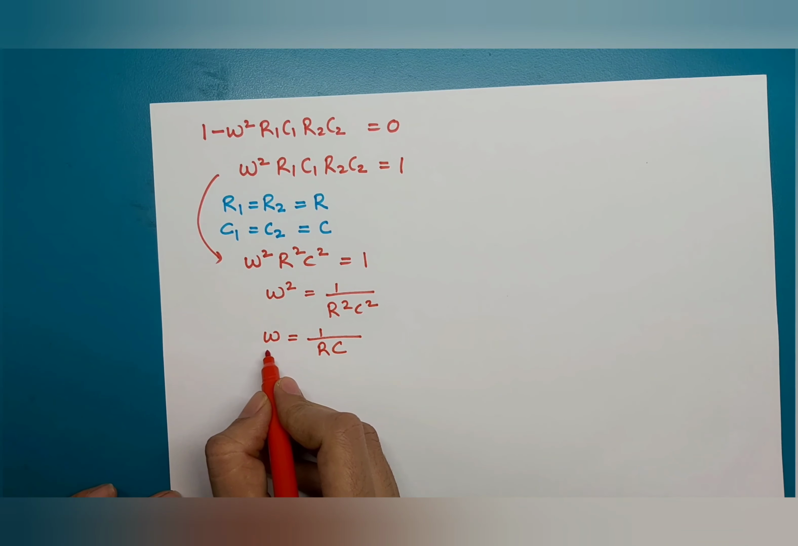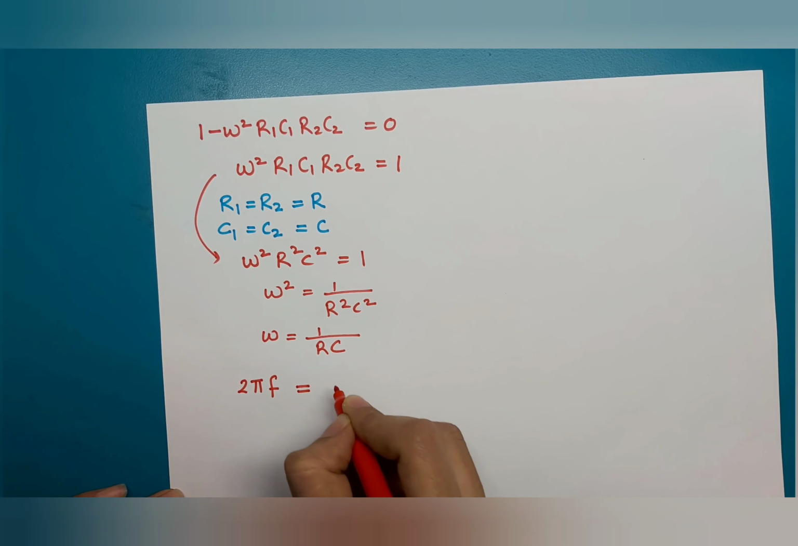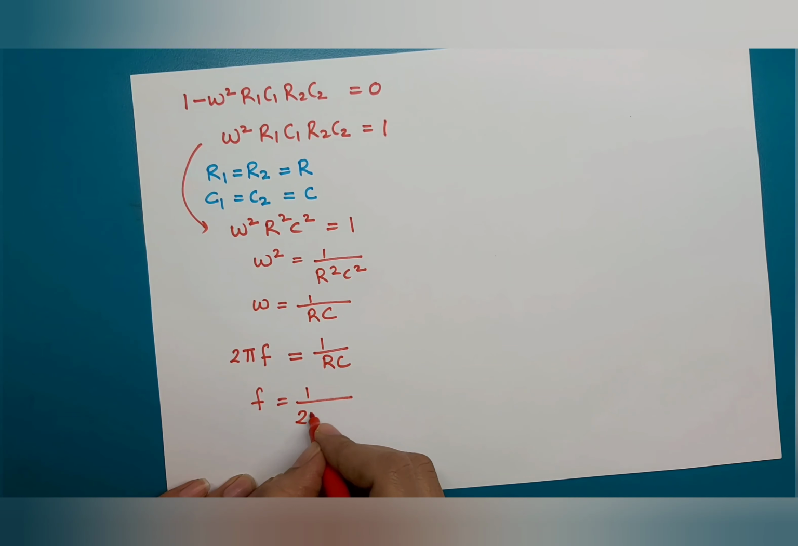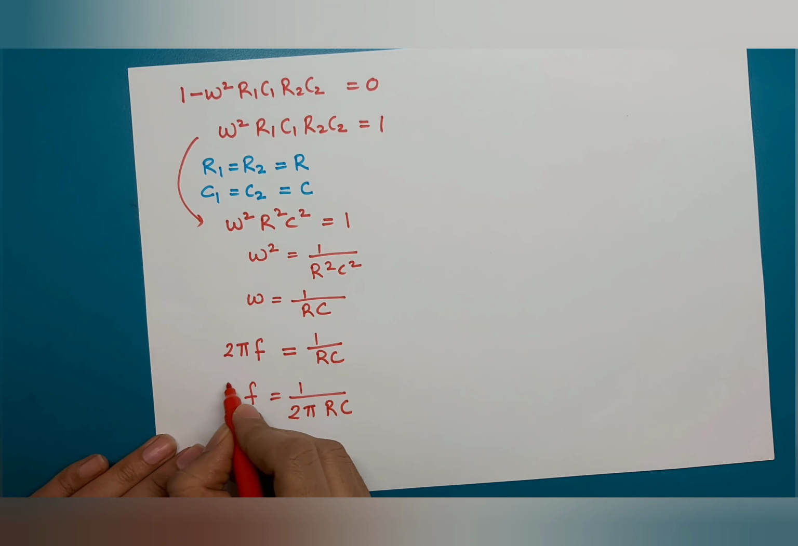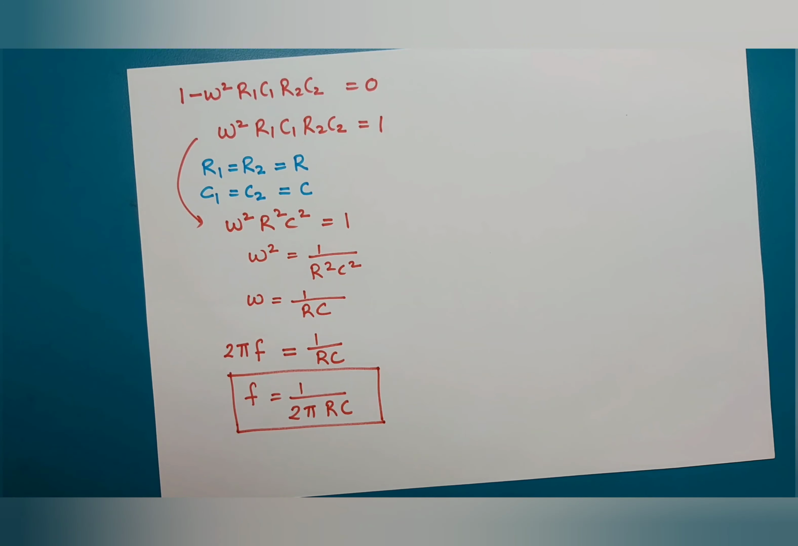And as we know, omega is the frequency which we can substitute as 2 pi f. From this I can write f as 1 upon 2 pi RC. So that way we get the expression for frequency of oscillation of Wien-Bridge oscillator.